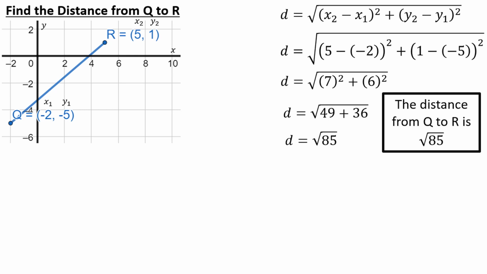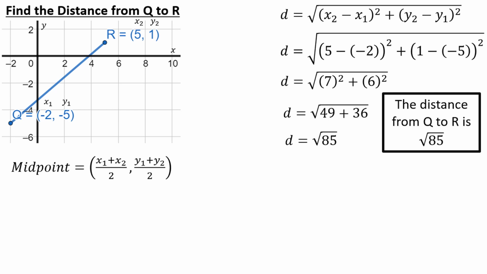What if, instead of wanting to find the distance between the 2 points, you wanted to find the midpoint? That is, the coordinates of the point directly in the middle of the 2 points. It's actually relatively straightforward. All you have to do is find the average of the x-coordinates and the average of the y-coordinates. The formula is midpoint is equal to x1 plus x2 divided by 2, comma, y1 plus y2 divided by 2.